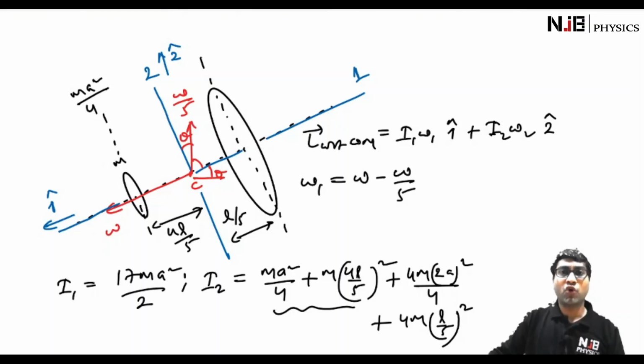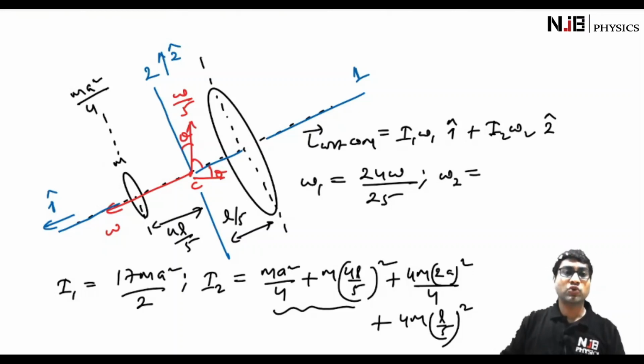So the component of omega by 5 will become omega by 5 sine theta along the first principal axis. And we already know the value of sine theta is 1 by 5. So when we put it there, we are going to get the value of omega 1 as 24 omega by 25.